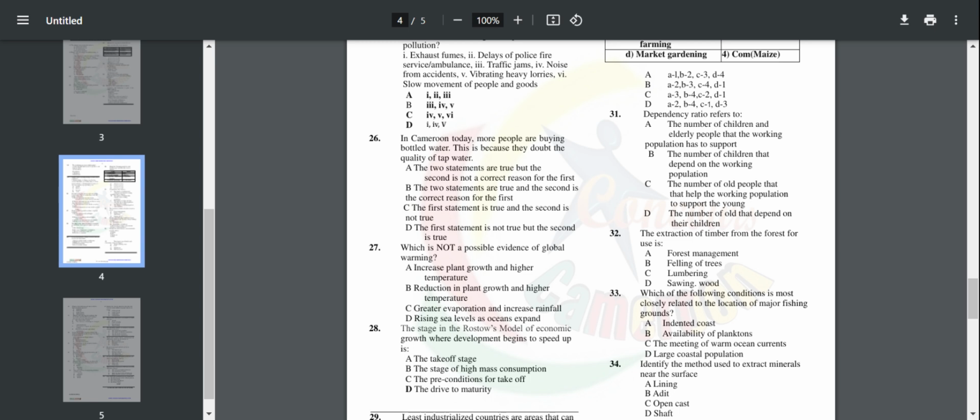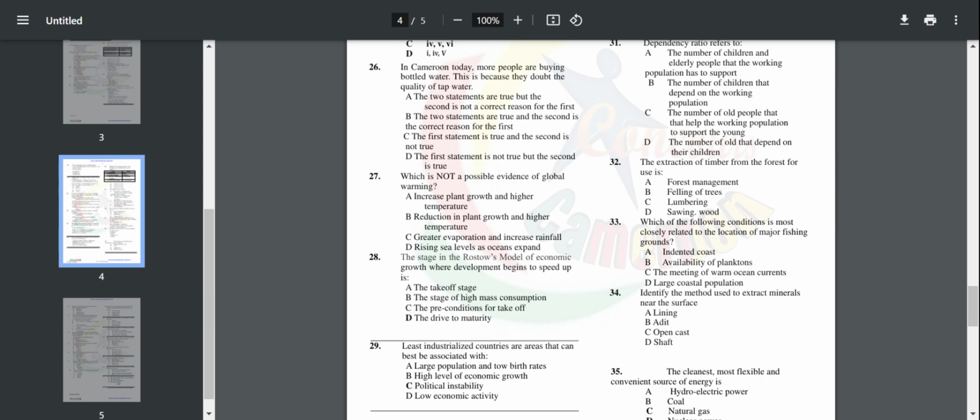Question 33. Which of the following conditions is most closely related to the location of major fishing grounds? The answer is A.